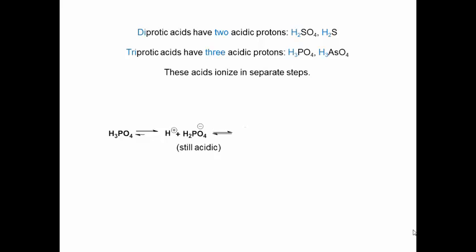We ionize with one H+, and we still have two hydrogens left on phosphoric acid that are acidic, so we keep going. We donate another hydrogen, and we have one acidic hydrogen still on HPO4 2-. And then finally, we donate the last hydrogen, and we have H+ and PO4 3-. No more hydrogens to donate, and so we know that this is done. So the way these polyprotic acids ionize is they just keep donating protons until there are no protons left to donate.